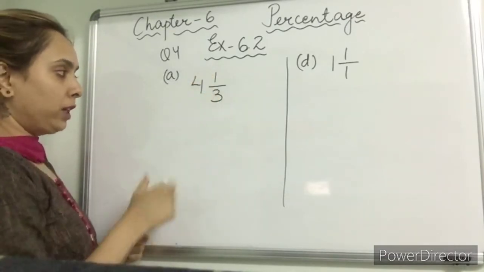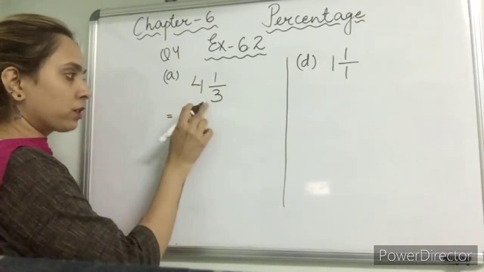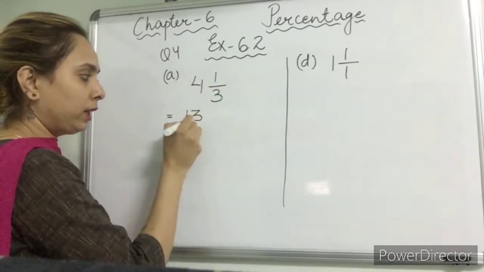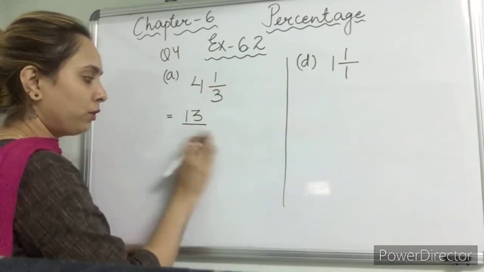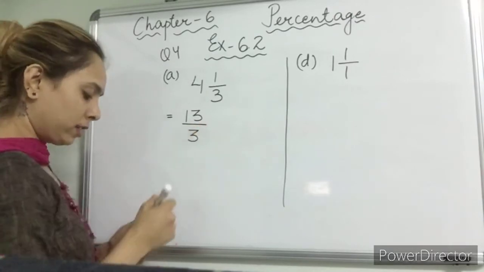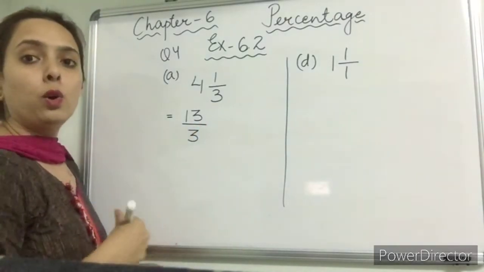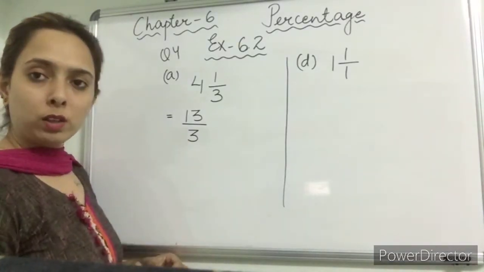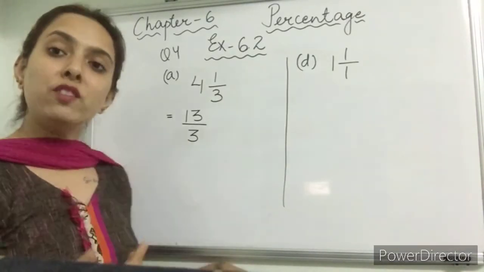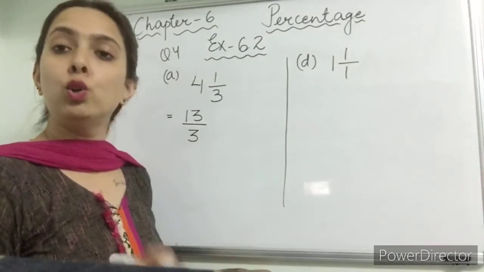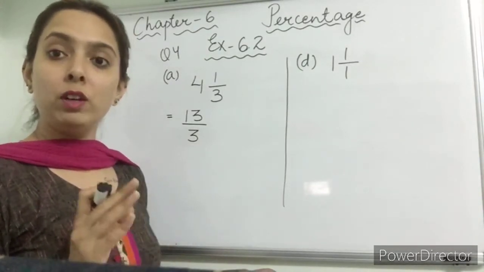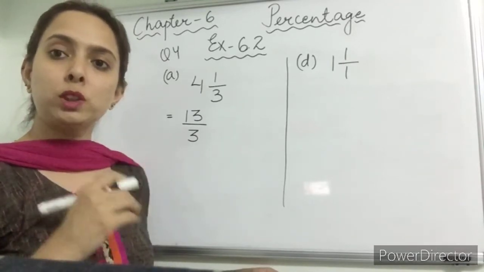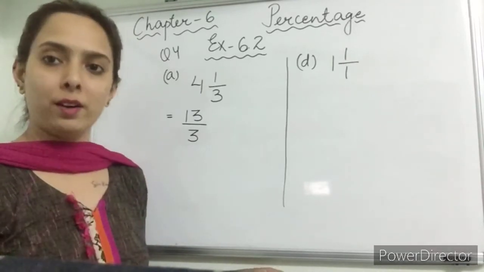4 over 1 by 3. So convert it into improper fraction first. 3 4s are 12. 12 plus 1, 13. 13 upon 3. So we have got the fraction as 13 upon 3. So here you will say, ma'am, the denominator is again not 100. So can we use equivalent fractions method? No, because it will give you a much larger product. So it's better to use the method of multiplying by 100.